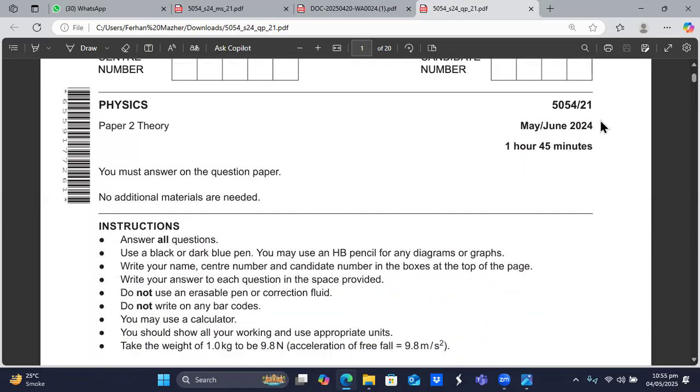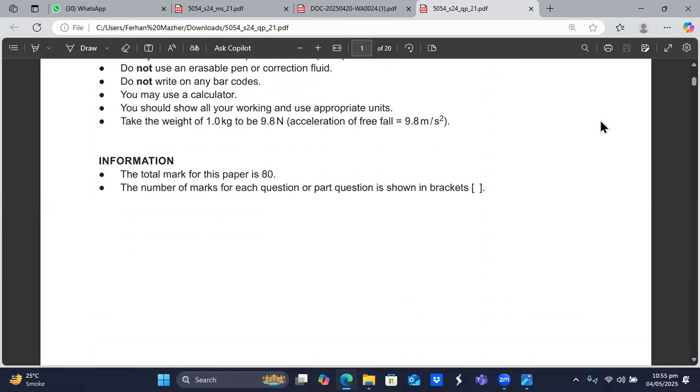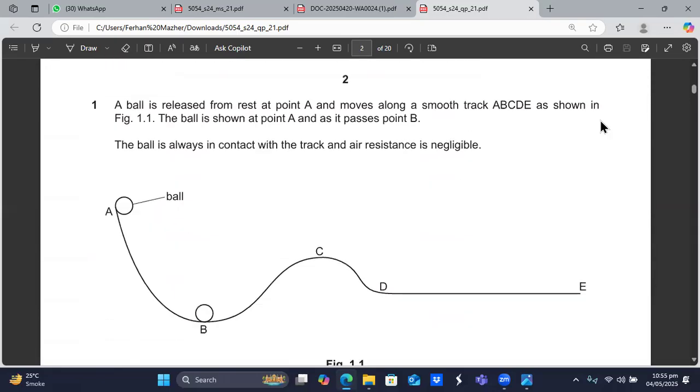The time allowed for this paper is 1 hour and 45 minutes. The value of g in this paper we will take as 9.8 meter per second square, or you can say 9.8 Newton per kg. The total marks for this paper are 80. Okay, so here we go.